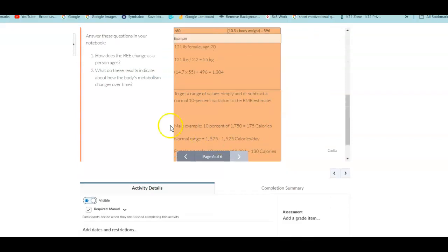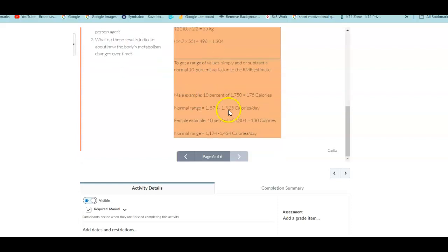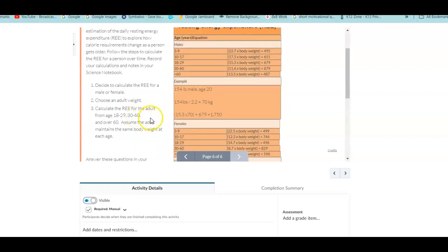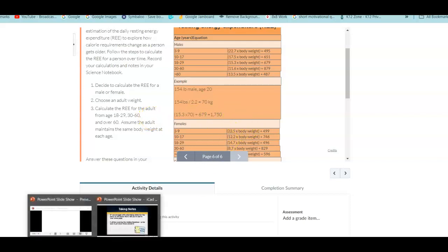All right, and that's to maintain the weight that you listed in your original example. So if you want to lose weight, then you would have to take in less, or if you wanted to gain weight, you would have to take in more. All right, so that's how you do the notebook activity. And hopefully you've gotten the notes and all the guiding questions answered.